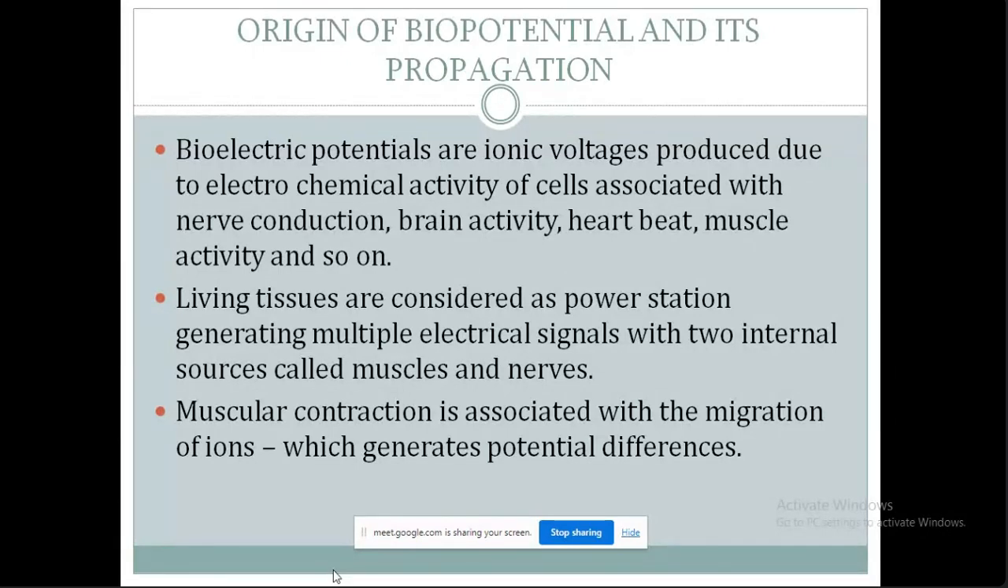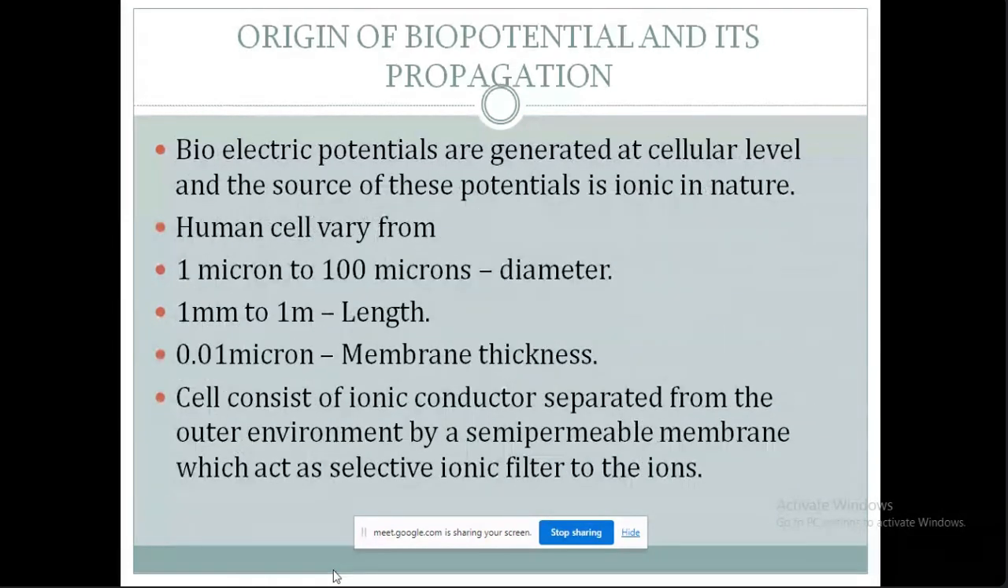So muscular contraction is associated with the migration of ions. The migration of ions means we have anions and cations. This migration of ions generates the potential differences. These potential differences are called action potential and resting potential. The concentration of ions mostly in the cells is called resting potential.